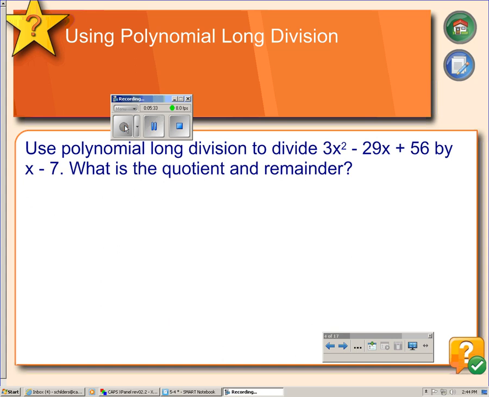Here's one for you to try. Take 3x squared minus 29x plus 56 and divide it by x minus 7 and get your quotient and remainder.